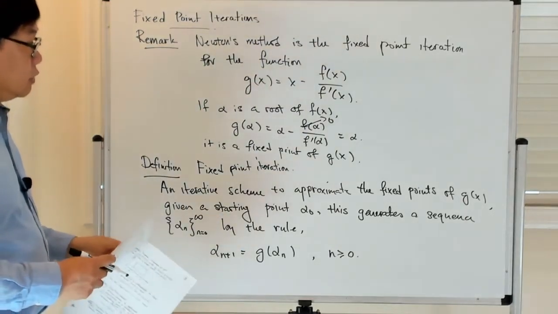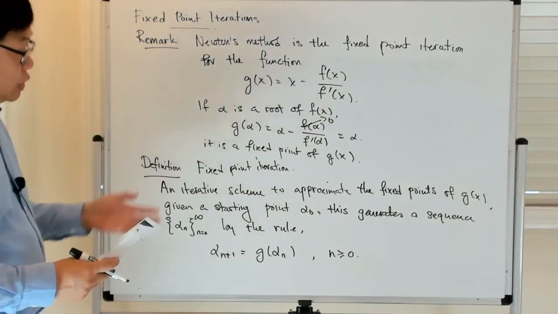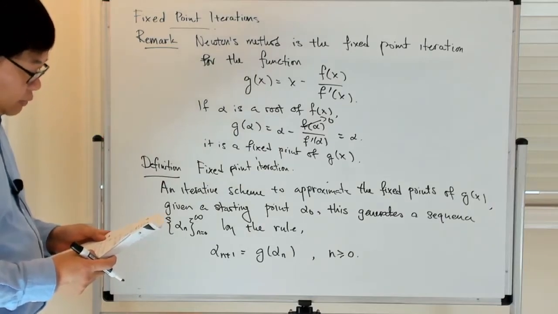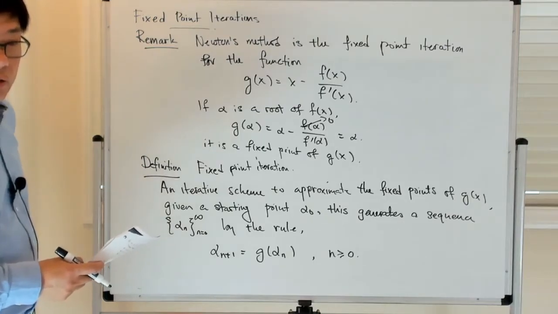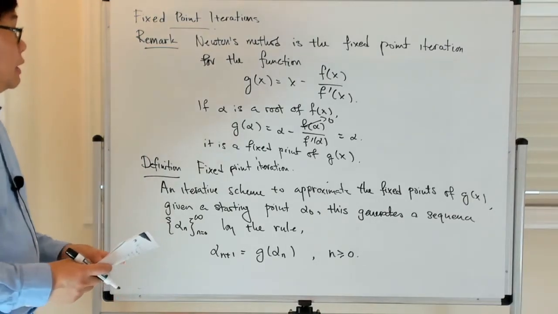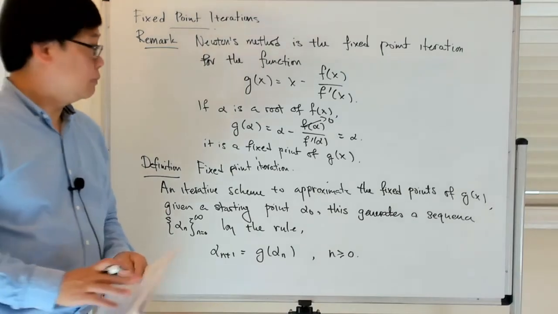Okay, so what we're going to do next is to establish various fixed point theorems as they pertain to fixed point iterations, and then we're going to use this to better understand the convergence properties of Newton's method. So let me stop here for now.